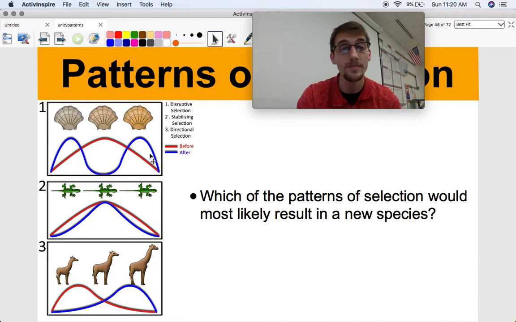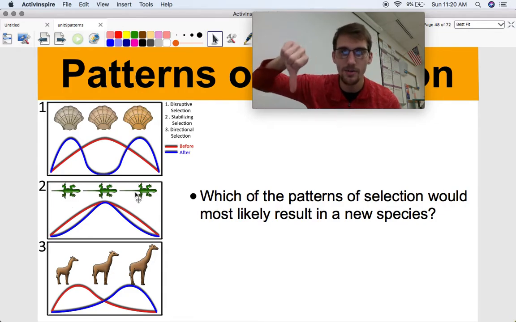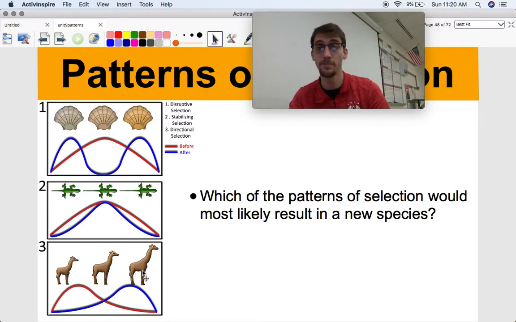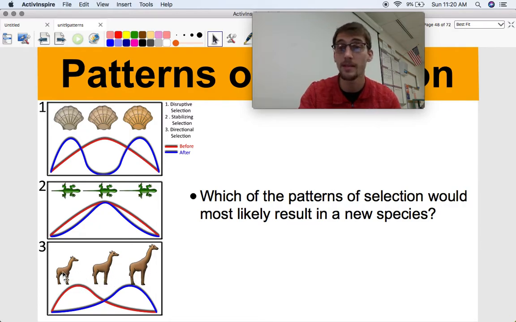That's disruptive selection. If a medium length tail is going to be advantageous for these lizards, that's going to be stabilizing selection because the short tail and the long tail are providing a disadvantage, or they're selected against. And then if long necks are superior to intermediate and short length necks, then we're going to undergo directional selection.